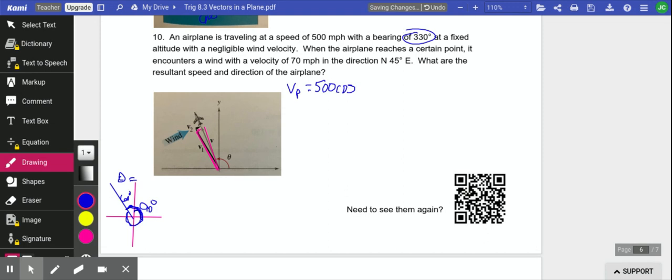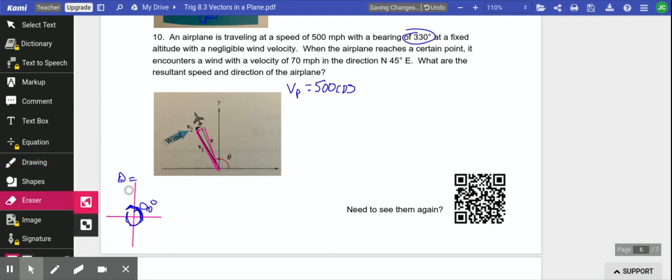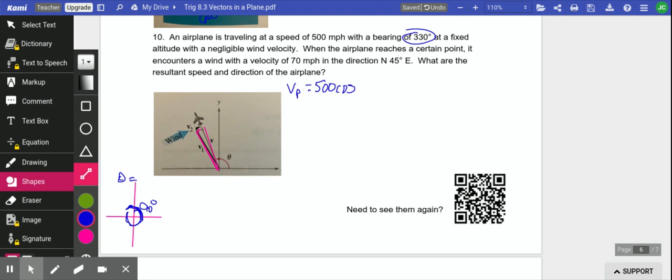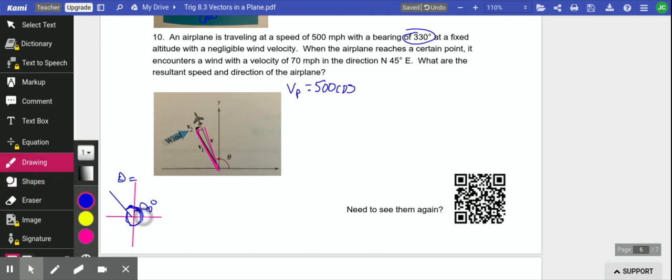330. So that was not 60. Okay. So if it's 330 here, that little part is 30 degrees. This part's 90. So the actual angle of the airplane is 120. That's what we need to put in here. Cosine 120.